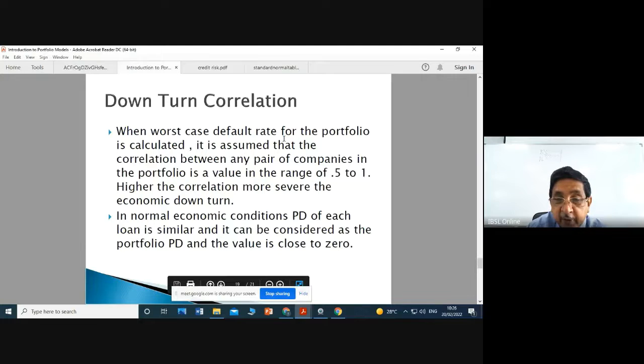When the worst case default rate for the portfolio is calculated, it is assumed that the correlation between any pair of companies in the portfolio is a value in the range of 0.5 to 1. The higher the correlation, the more severe the economic downturn. In normal economic conditions, the PD of each loan is similar, and it can be considered as the portfolio PD, and the value is close to zero.